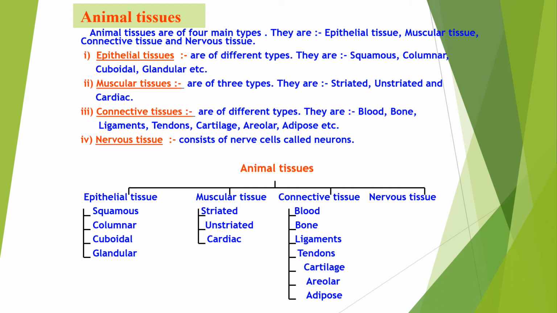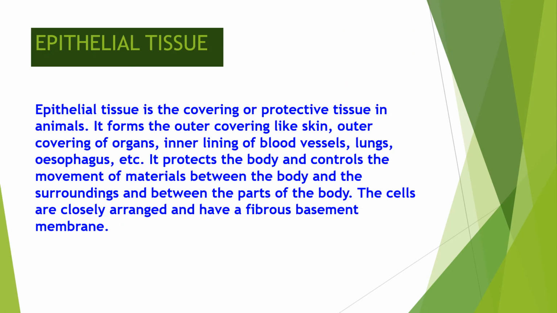There is a flow chart for you of the animal tissue. For better understanding, you can have an idea of how to classify the animal tissues neatly into this. Let us study about the epithelial tissue.